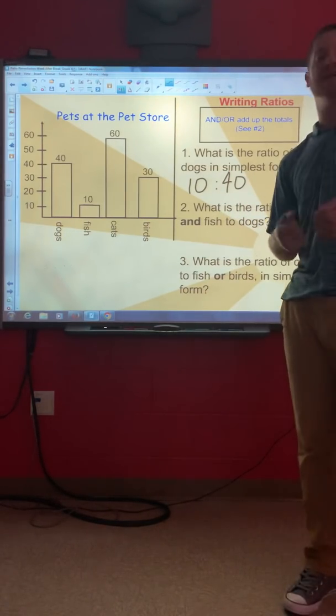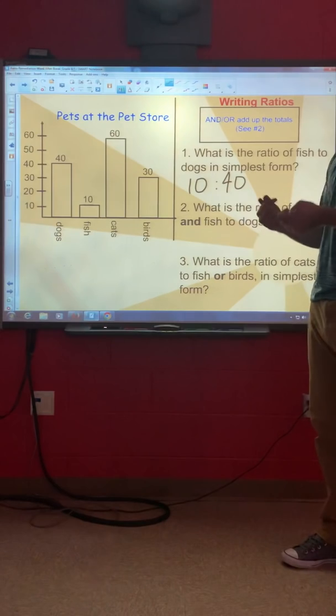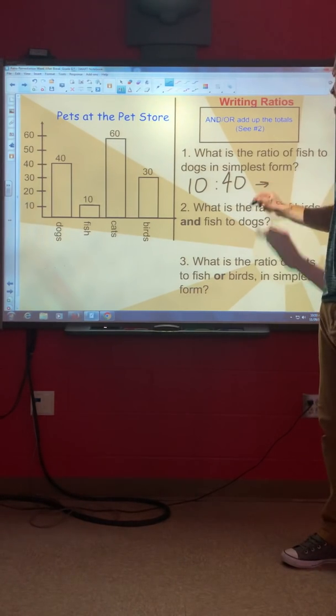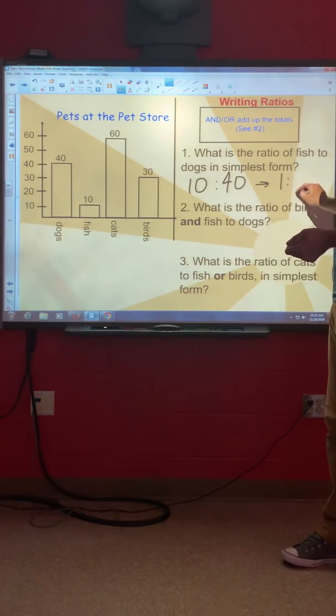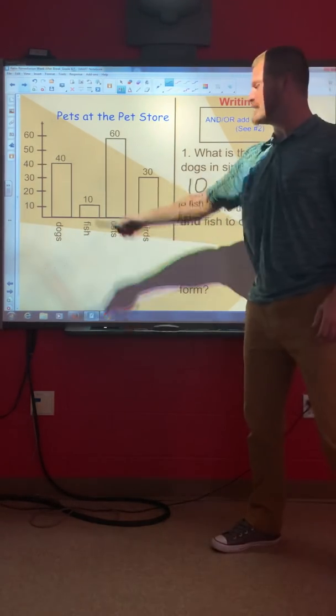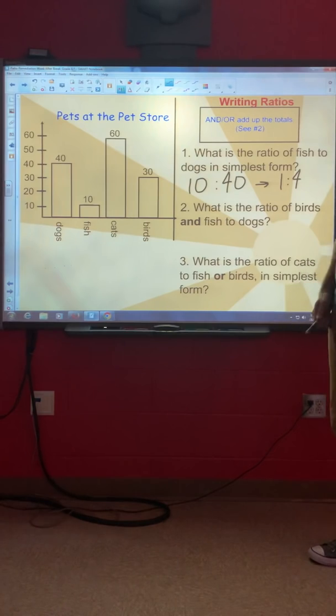Now we know 10 goes into both of those, so you divide by 10, divide by 10, or just type in your calculator, let it simplify for you. 10 ABC 40, and you get 1 to 4. So there's always going to be 4 times as many dogs as there are fish in this store.